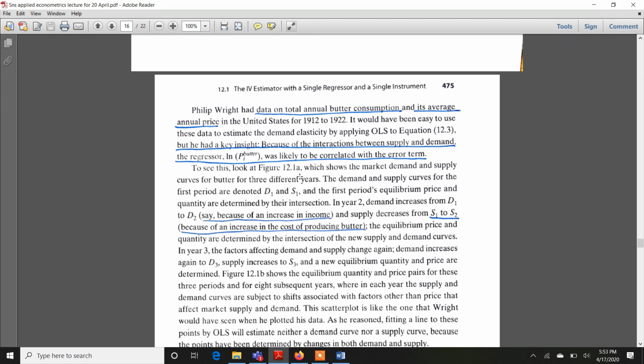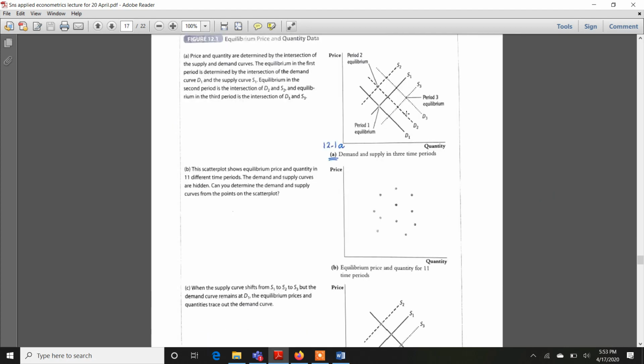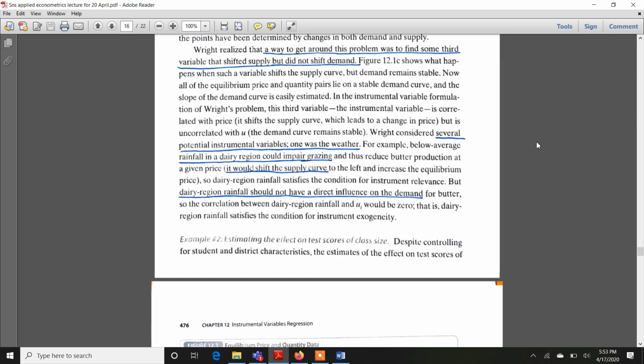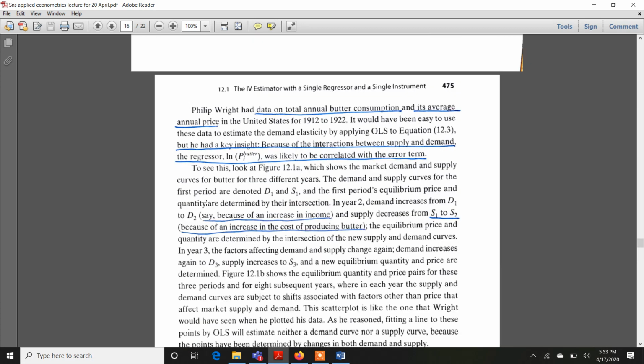So let's see what is meant by that. In figure 12.1a, let me show you that figure first. You see there are different types of demand: D1 represents demand in the first period, D2 the demand curve in the second period, and D3 the demand in the third period. Similarly, S1, S2, S3 are the supplies in different periods. The demand and supply curves for the first period are D1 and S1. I would request that you keep referring to that figure while you are learning.